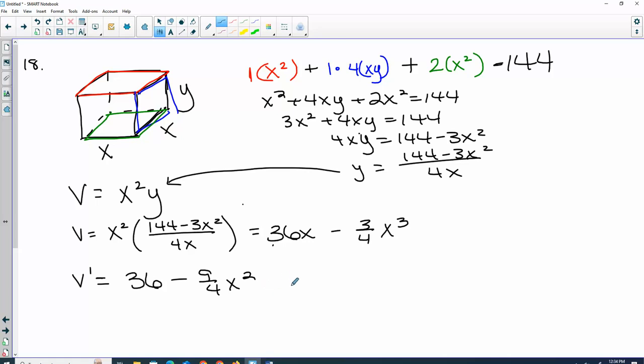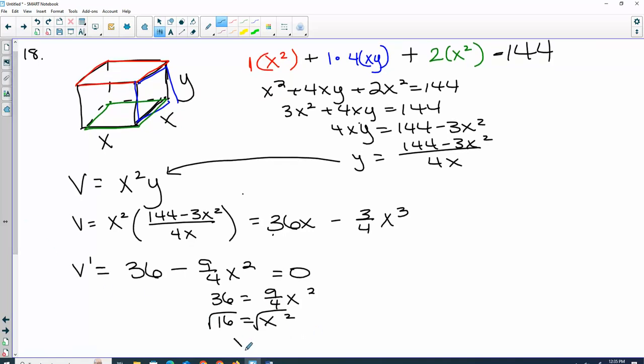And what do you set your derivative equal to? Okay, if I multiply by 4/9 on each side, that gives me 16. Square root would mean plus or minus, but can we have a negative here? No, it's representing a side length, so we just get 4.